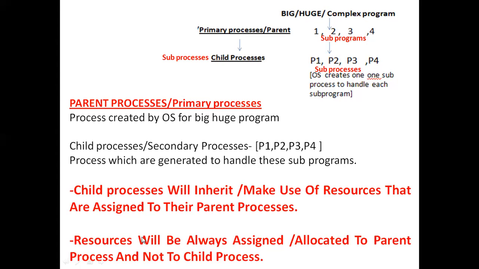So the resources will always be assigned or allocated to the parent process and not to the child process. Hence the child process can only make use of the resources that have been assigned to the respective parent process, and the OS will not be allocating any sort of resources to the child process. Only the OS can allocate the resources to the parent process, and in turn the child can make use of the resources that have been allocated to the parent process.